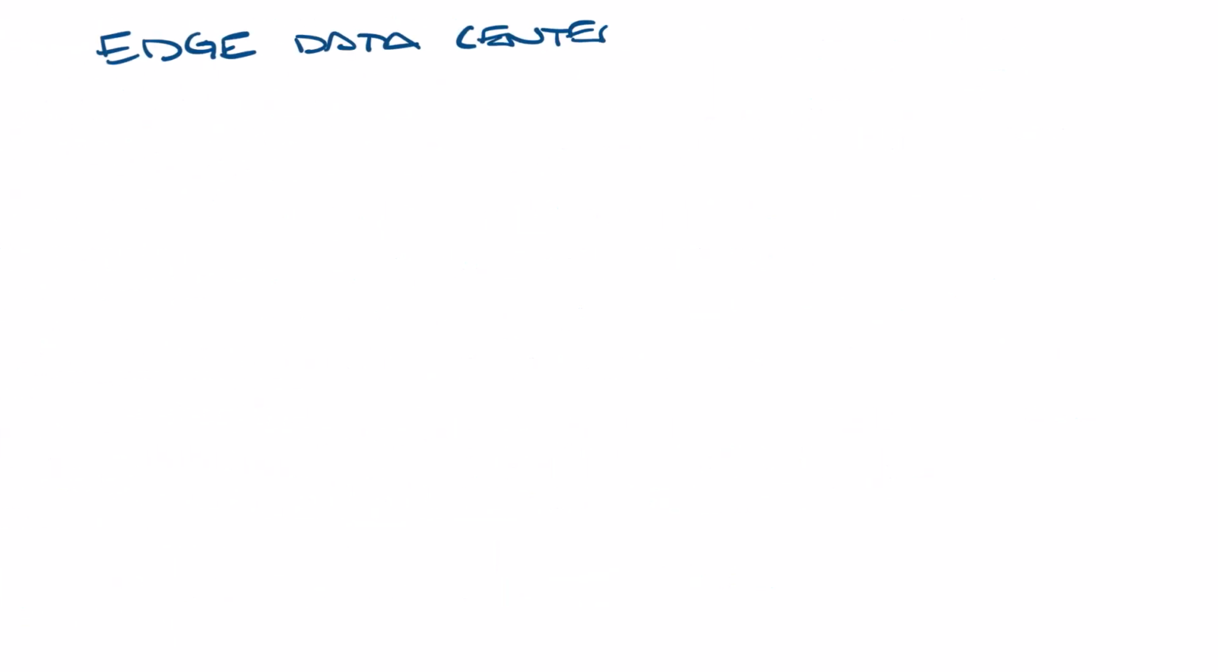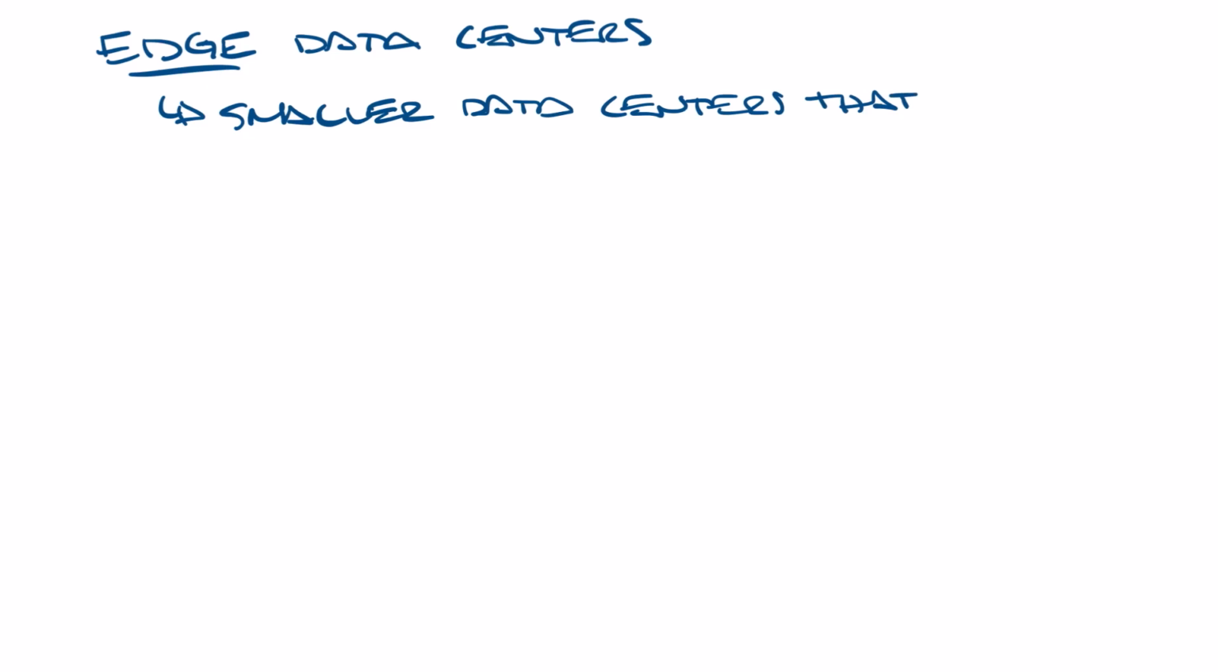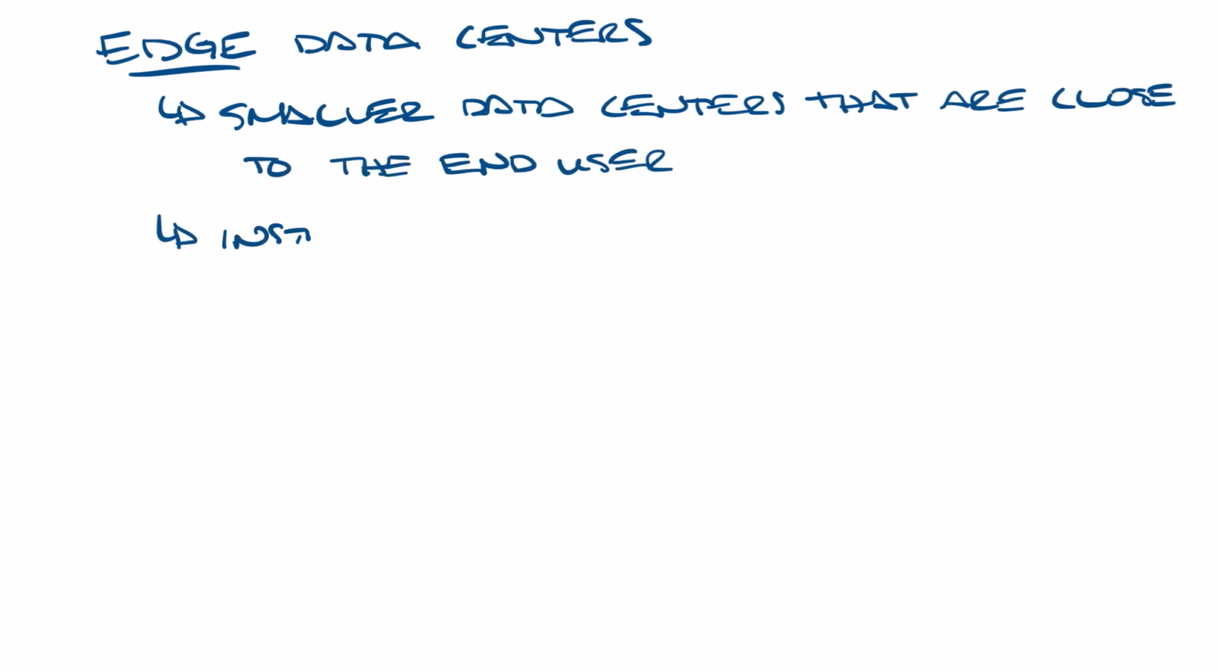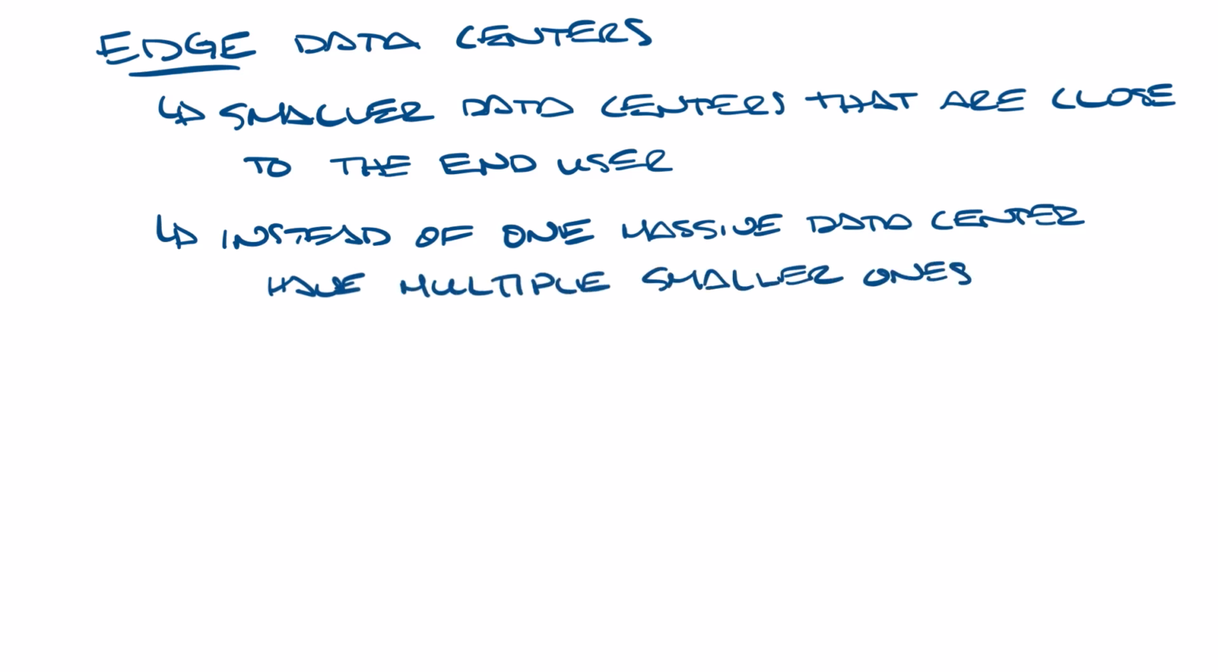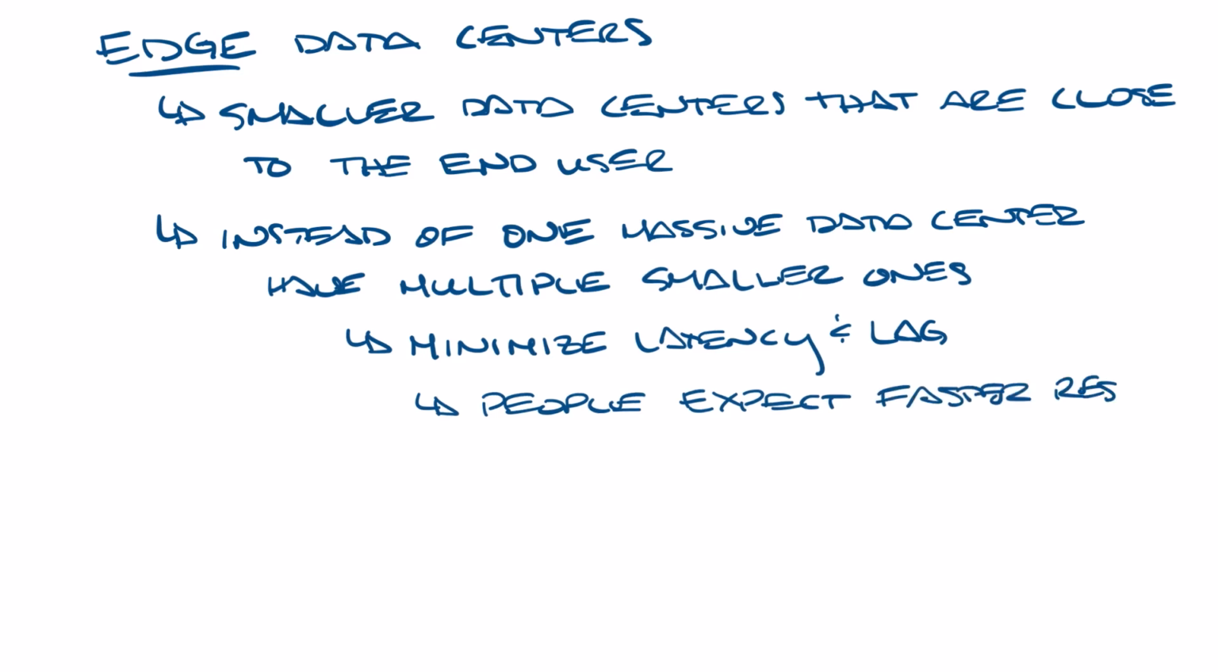Next, we have edge data centers. They're smaller data centers that are as close to the end user as possible. Instead of having one massive data center, you instead have multiple smaller ones to minimize latency and lag. As people expect faster response from apps and games, edge data centers become more important.